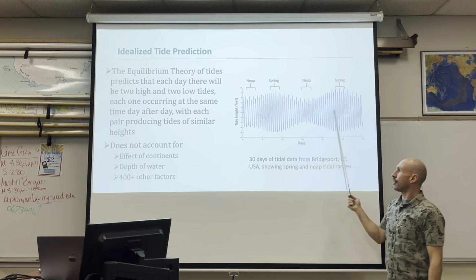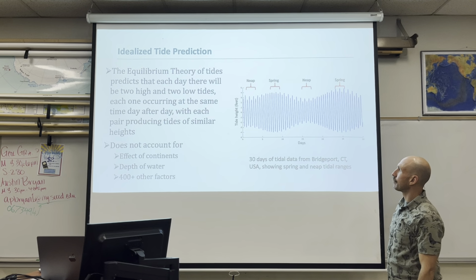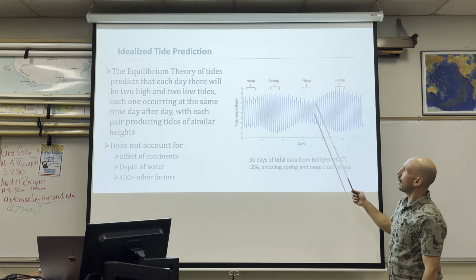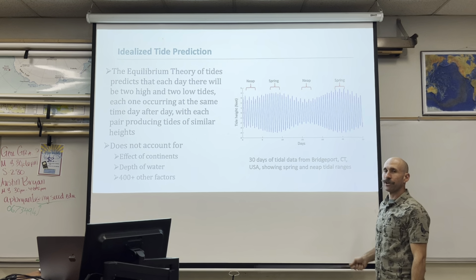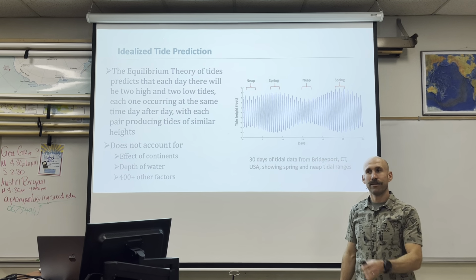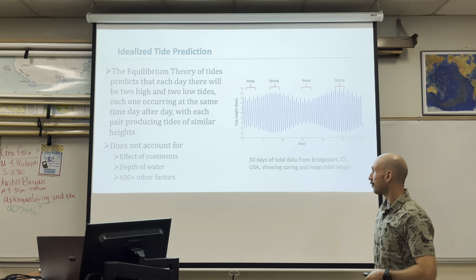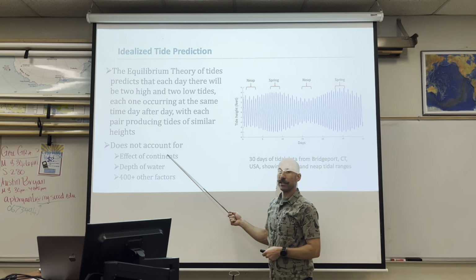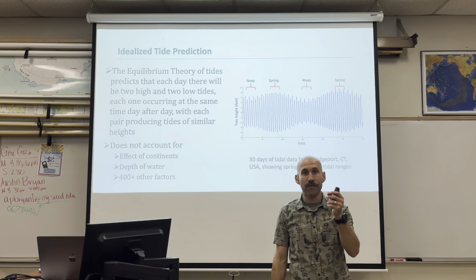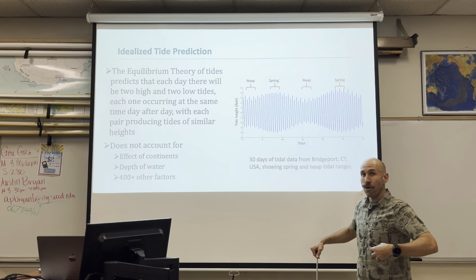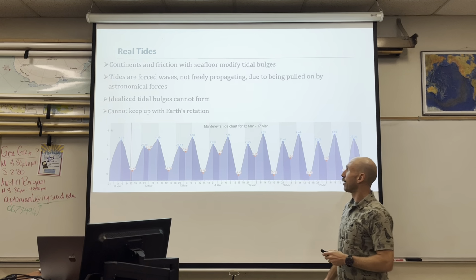Now, this is what tides would look like in a perfect world, equilibrium tide theory. There's 2 high tides and 2 low tides occurring at the same time every day, producing similar heights all year long. This does not occur anywhere ever. It's ideal. What do we have? We have continents, we have coastlines, we have 400 other factors that are going to create their own individual little influences on what we see in the tides. That's a lot of data to account for.